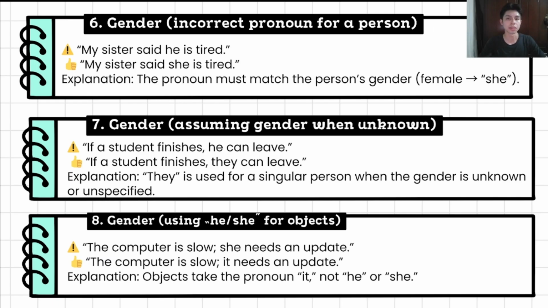Sixth, this error happens when we use the wrong gender pronoun. For example, "my sister said he is tired," because we are talking about a female person, so we must say "she."